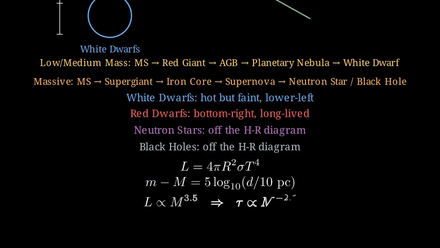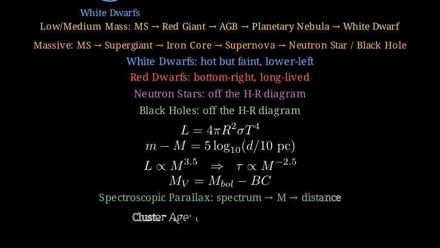Step 9 is the mathematical framework. The Stefan-Boltzmann law connects luminosity, radius, and temperature. The distance modulus connects apparent and absolute magnitude to distance. The mass-luminosity relation explains the main sequence slope, and bolometric correction accounts for light outside the visible band.